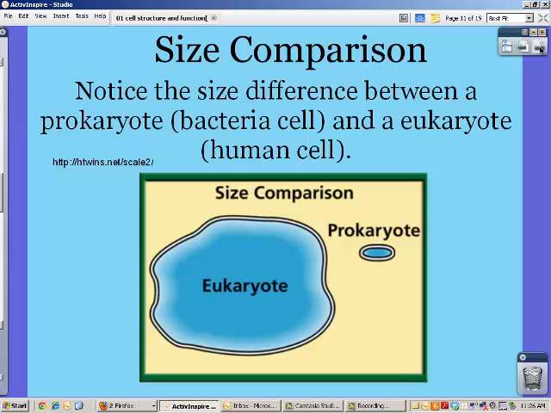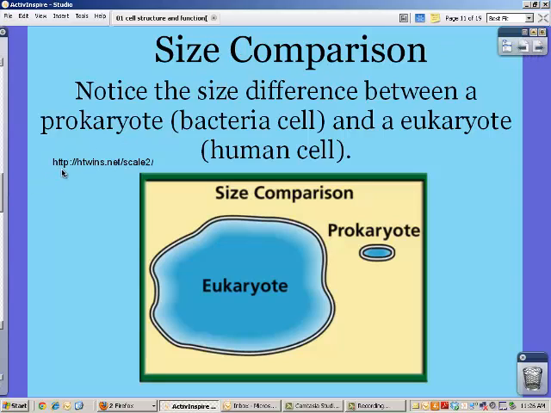So, size comparison, again, I showed you the scale on the other page, but that's really what I wanted to show you, the difference of. There's a big difference between the size of a prokaryotic cell, like a bacteria cell, versus the eukaryotic cell, like a human cell. And if you really want to see the differences, I encourage you to visit the website that I have here, the link.